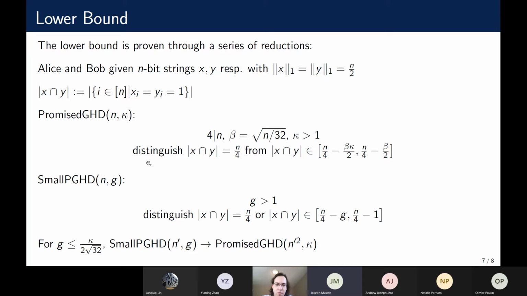And so the first reduction is to the small parameter gap Hamming distance. In this case, we just have a parameter g greater than 1, and we want to distinguish between where the intersection is n over 4 and where the intersection lies between n over 4 minus g and n over 4 minus 1. And so they prove a small lemma that says that for g smaller than kappa over 2 root 2, that small parameter gap Hamming distance of n prime g reduces to a promised gap Hamming distance problem with parameters n prime squared and kappa.